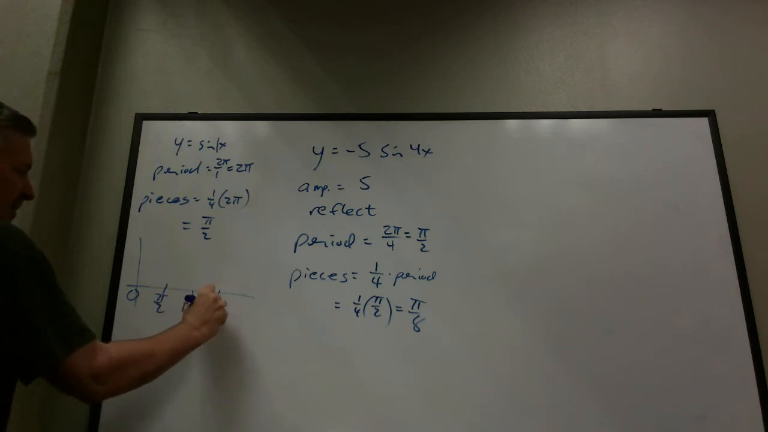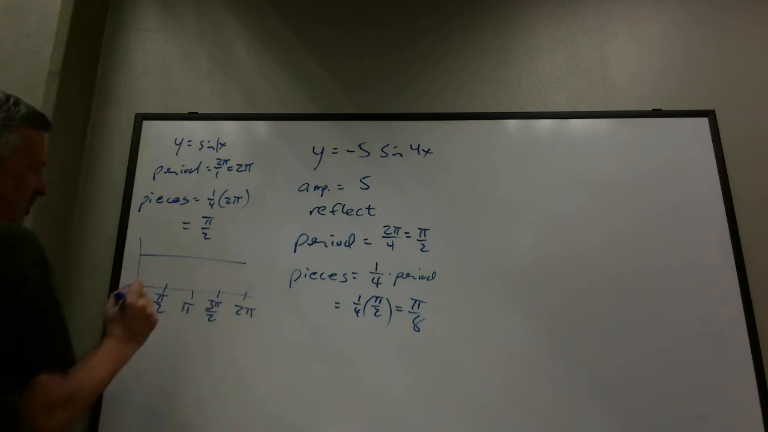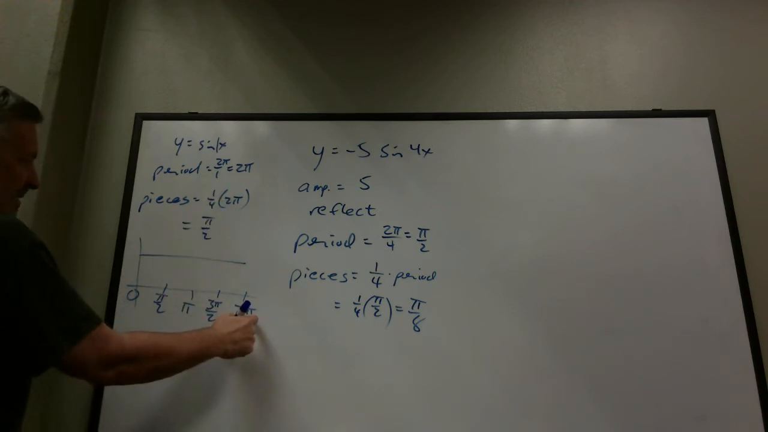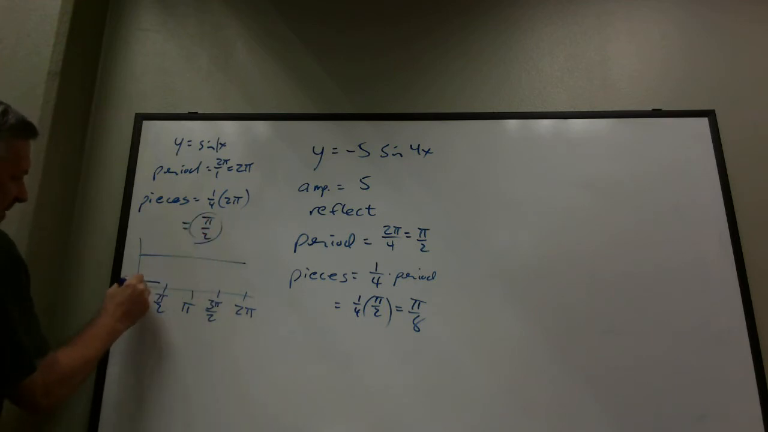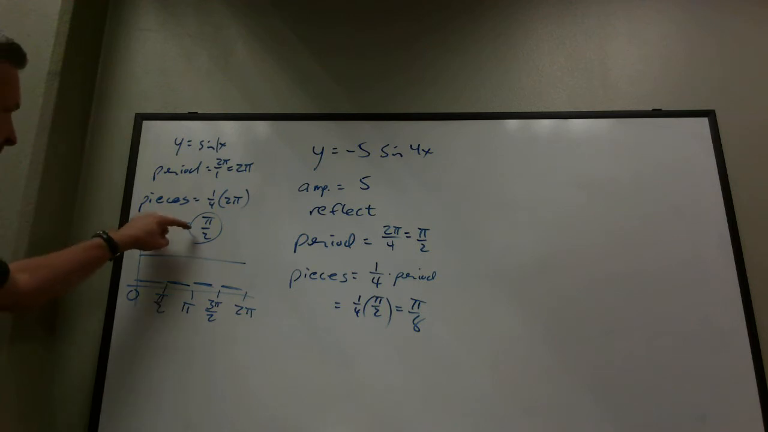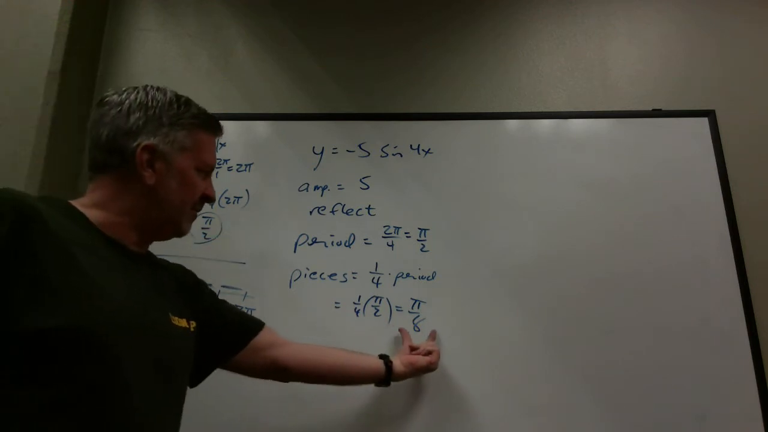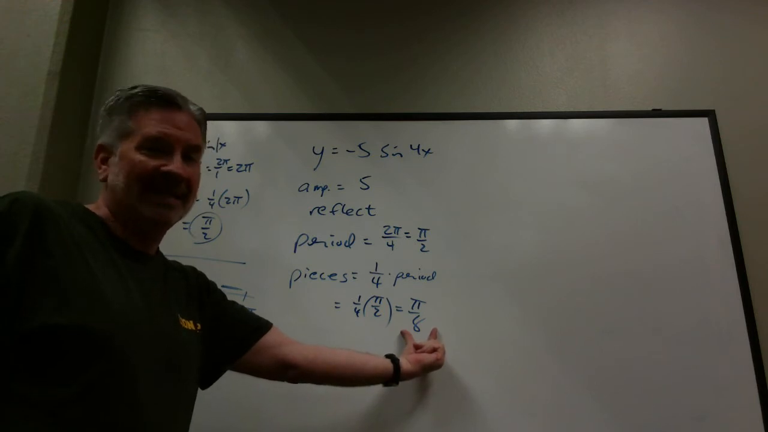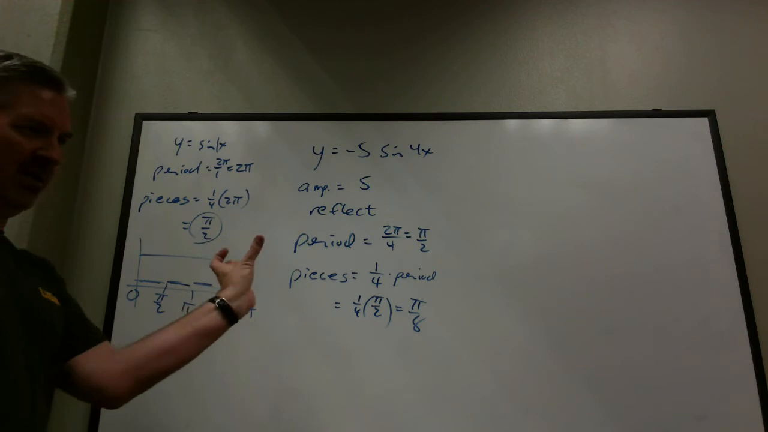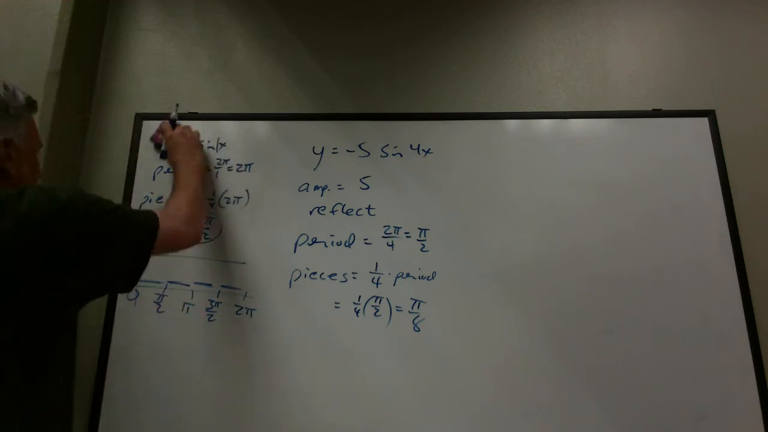So what I'm doing here with the pieces, right? If you think about the original sine graph, the period was 2 pi. What have I done? I've chopped this interval into 4 pieces, and that turned out to be pi over 2. That's the width of the interval here. So something important happened every pi over 2 on the original graph. Here, something important is going to happen every pi over 8. Okay, so that's what this calculation is for. What's the distance between, on the x-axis, the highs, the middles, and the lows? Okay, so that's what that's telling me.